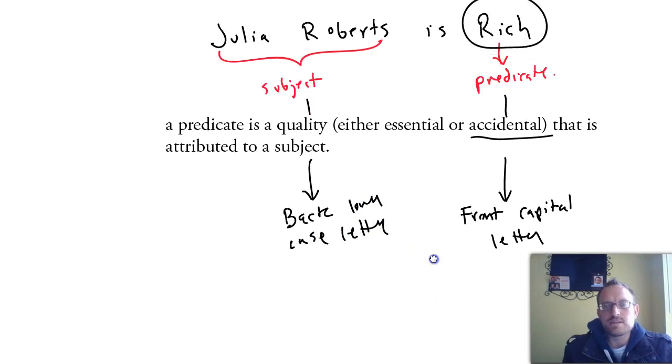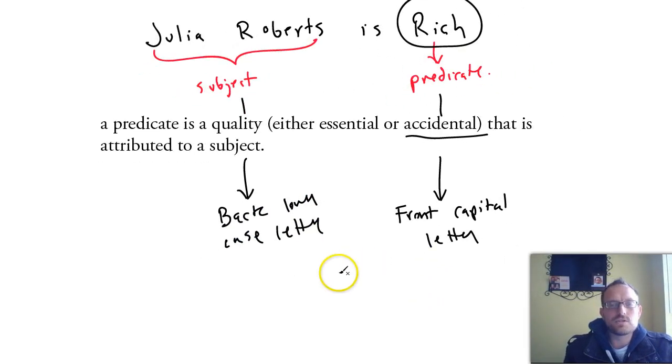Okay, so that means if we're going to symbolize "Julia Roberts is rich," we symbolize it like this: RJ, right? Where richness is attributed to Julia Roberts, where the J stands for Julia.